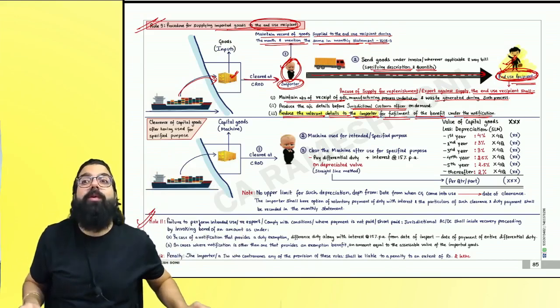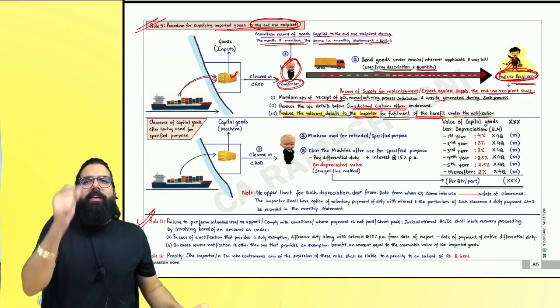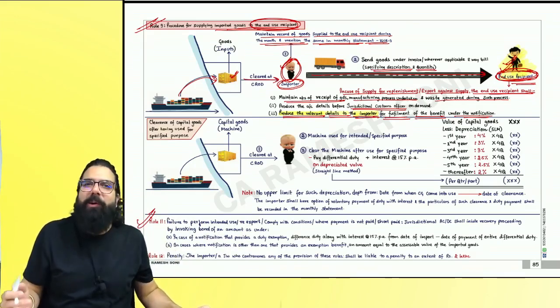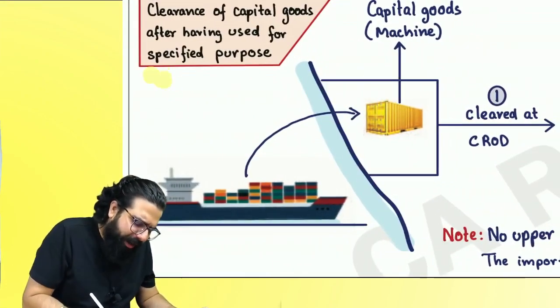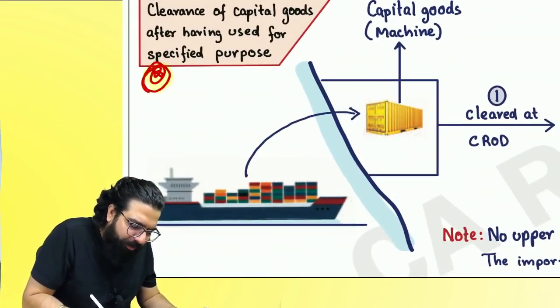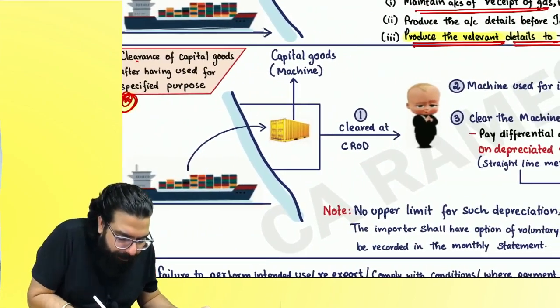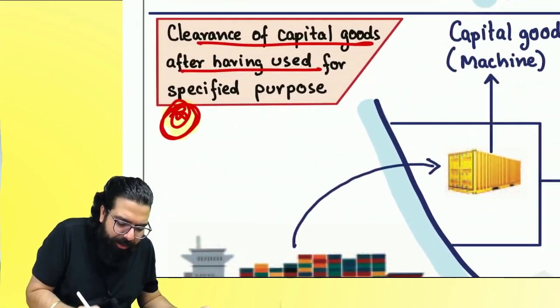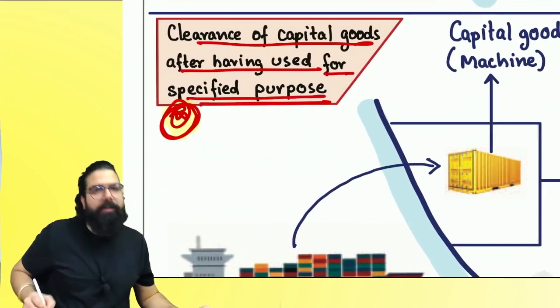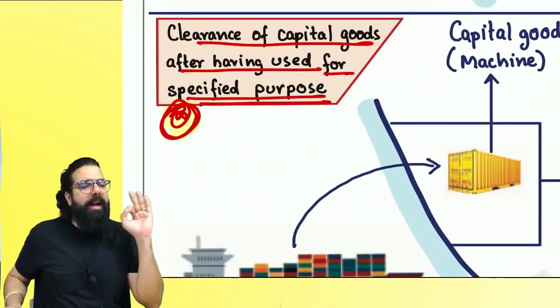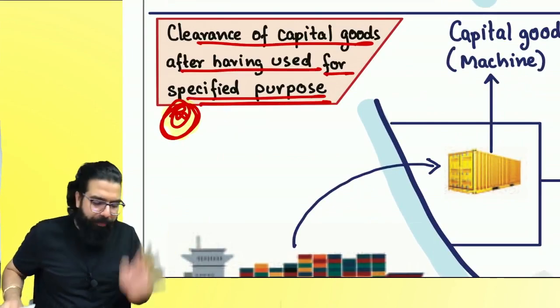Sir, how to calculate the depreciated value? They have told it over here. Can we understand? Very interesting, very important. From an exam point of view, they can ask a numerical question. Everyone listen to me very carefully. Clearance of capital goods after having used for specified purpose.